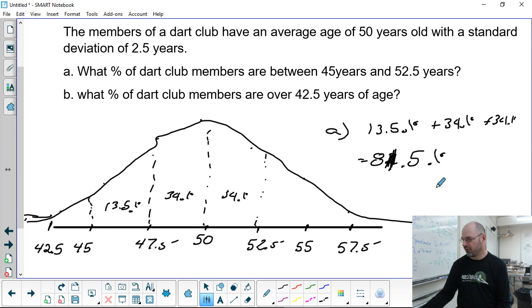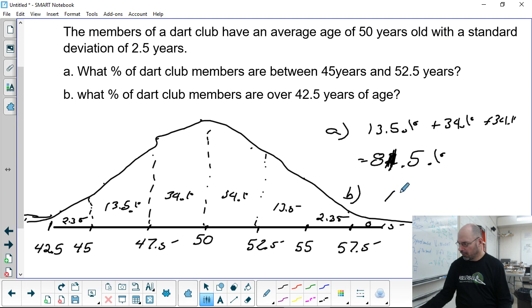Now, if I said there were 1,000 members, you'd have to multiply that by the percentage to get the specific number. I didn't say that here, but the next one is, what is the percentage that are over 42? Well, over 42, this is 2.35, and this is 13.5, and this is 2.35, and 0.15. So basically, it's everything except for this last standard deviation away. This is 1, 2, 3 below. So over this value, it would be everything except for that 0.15.